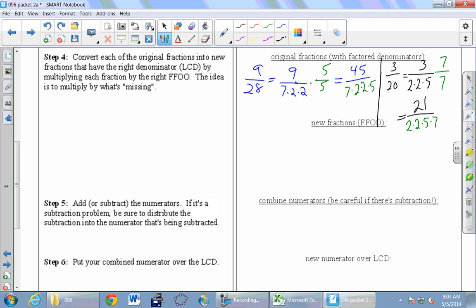Any questions so far? Okay, so I'm going to circle here in purple the two new fractions. There's the 45 over and the 21 over. And the original problem, was it an addition or a subtraction? We got 45 over, that stuff in green. And then addition, 21 over, stuff in green. So those are just our two circled fractions.